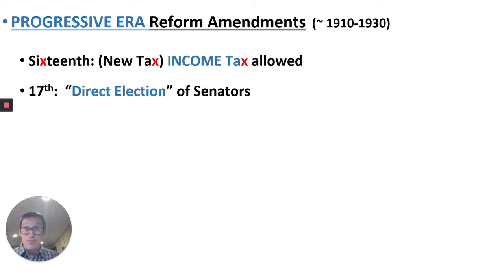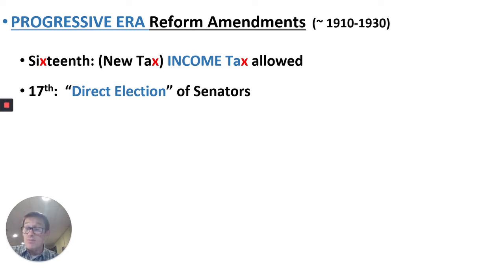So what the 17th Amendment is going to do is allow for the people of each state to directly elect their own senators. How do you remember it? What's the 17th Amendment? Of course you're going to remember that it deals with the Senate. The 17th Amendment deals with the direct election of senators.